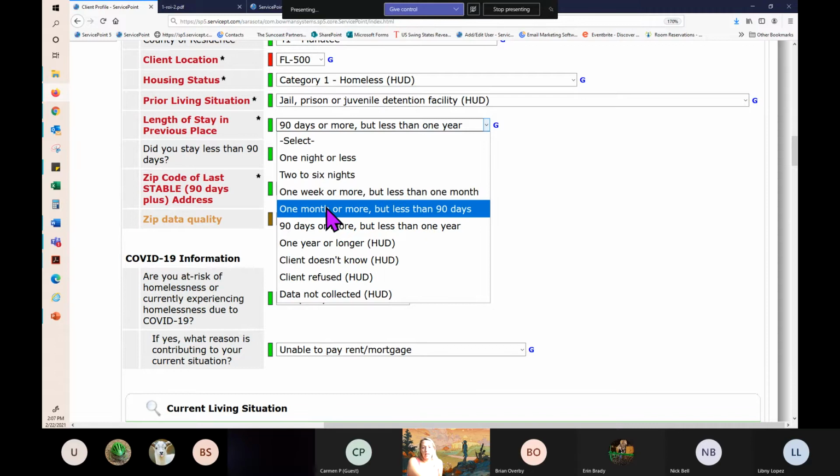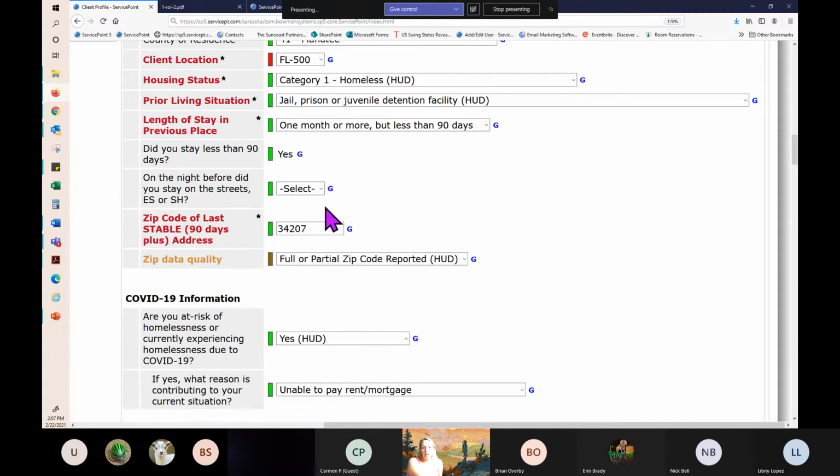Or less than 90 days. And then this question gets mistakenly skipped, I think, because you're just not looking. It pops up and you're not used to it. But this is how we can report if the client was homeless before they went to jail. So on the night before you went to jail, were you on the streets or in emergency shelter? We're going to say yes or no.